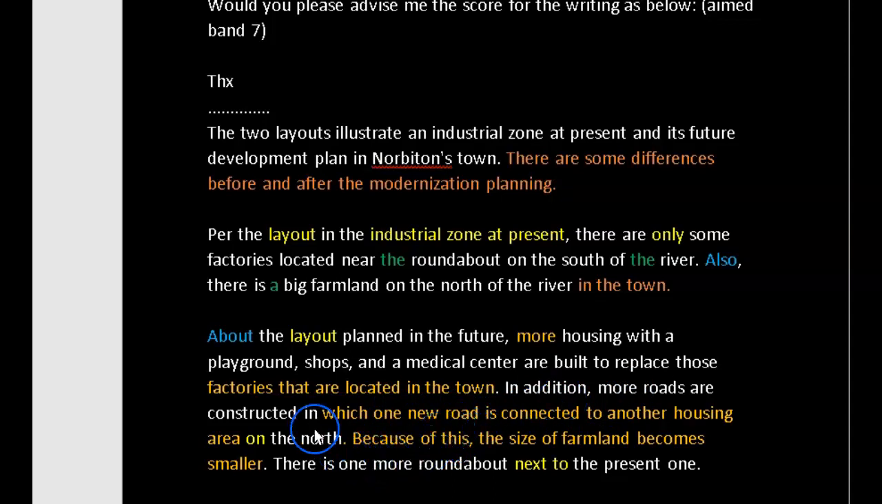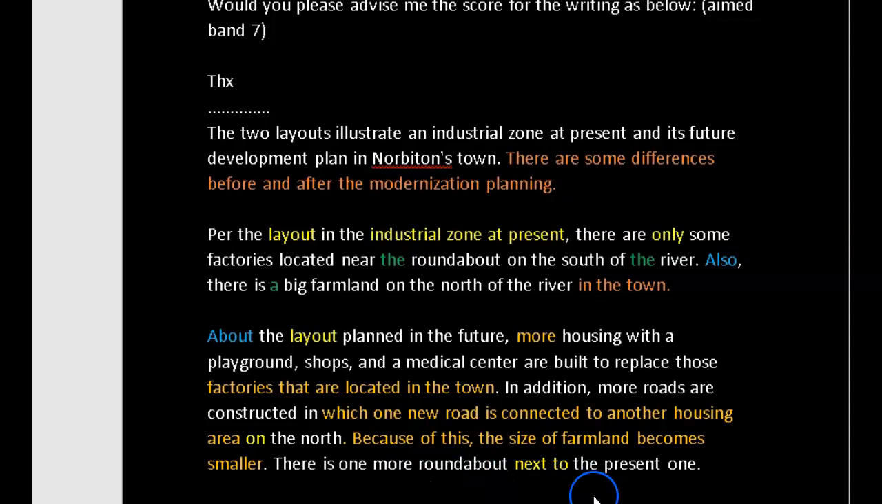Passive voice again. In which the road? In which one road is connected to another housing area on the north. In the north. To the north of the river. And there's a bridge. That's not a sufficient summary of one of the most important features. Because of this, the size of the farmland becomes smaller. Once again, present tense throughout. And is that a significant feature? Does the farmland really, how do we know how big the farmland is? It seems like that's a detail that is not important enough to be included.